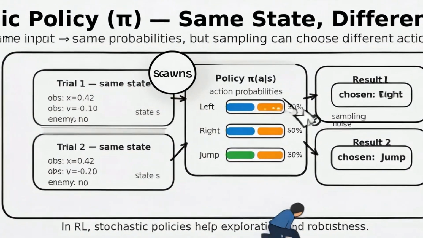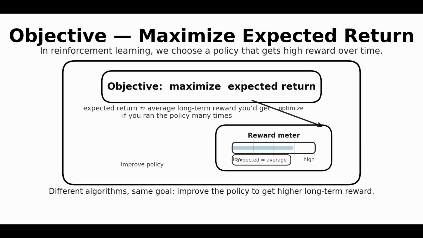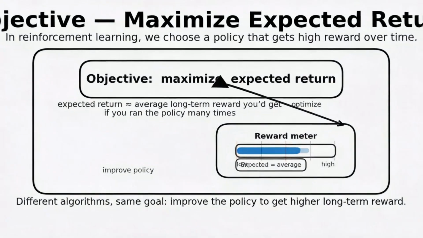Finally, the agent needs a goal in mathematical form. That's the objective. In reinforcement learning, the objective is usually to maximize expected return. Expected is there because environments can be random and policies can be random. So we're maximizing the average long-term reward the agent gets when it runs.